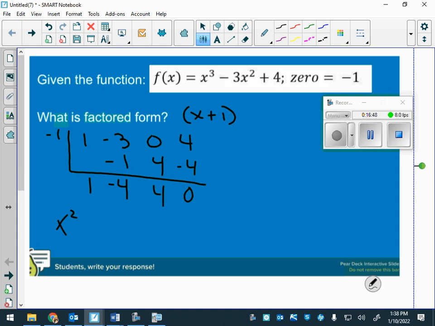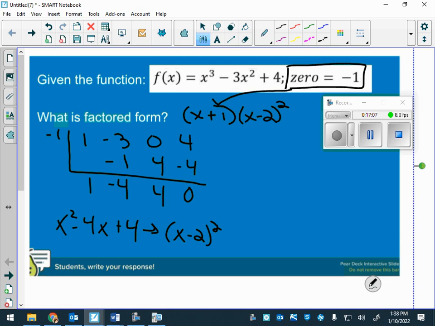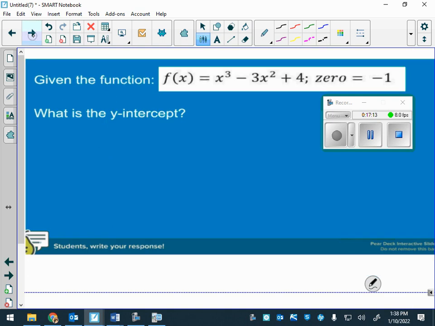Then you're left with x squared minus 4x plus 4, which can be factored to what? Danielle? X minus 2 squared. And that is your additional part of your factored form. A lot of you forgot about the 0 given to you. That is part of your factored form. Then it asks for the y-intercept, which everyone got correct, which is what? 0, 4. When in doubt, always substitute 0 in for x for any type of problem to find your y-intercept.